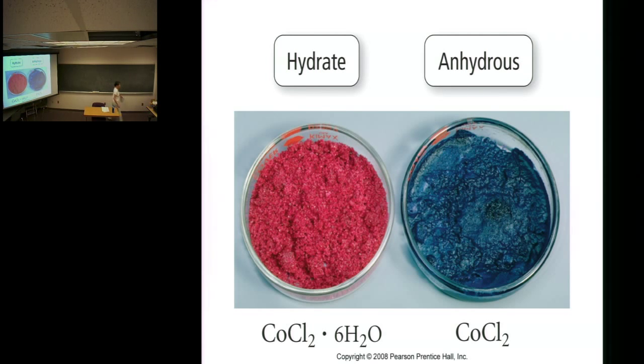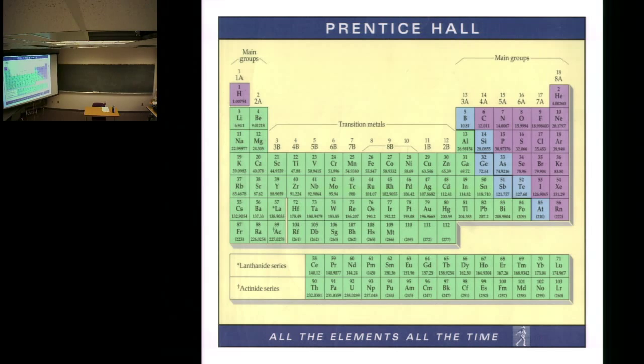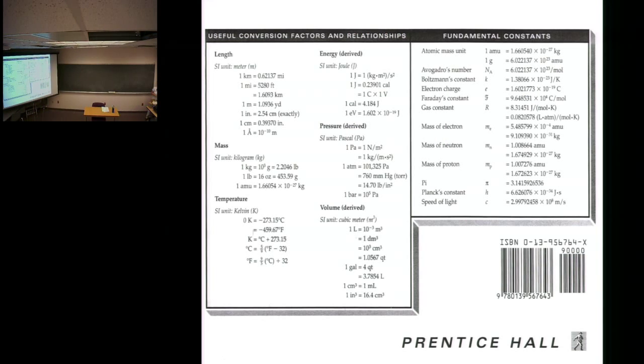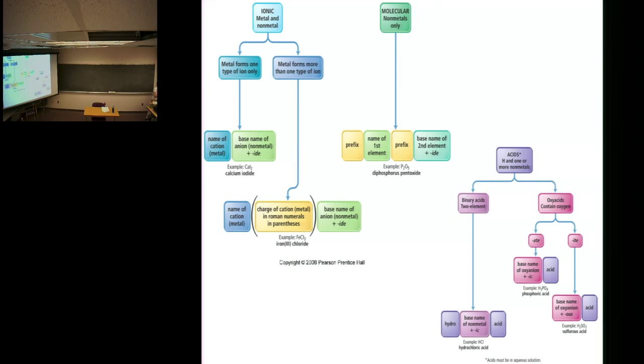Okay, this is the periodic table that we're going to get on the test in the testing center. If you want to know what that looks like, and this is the back side. If you want to know what's on the back, this is what we're going to get. These are all your flow charts. When you practice naming these compounds, I want you to go through and use these flow charts to keep the names straight.